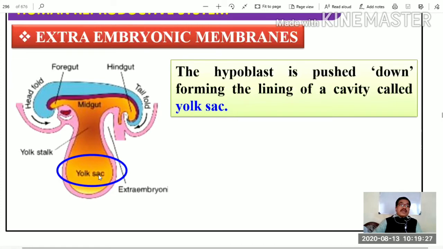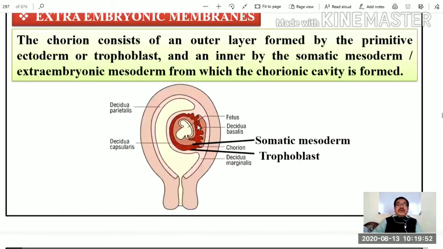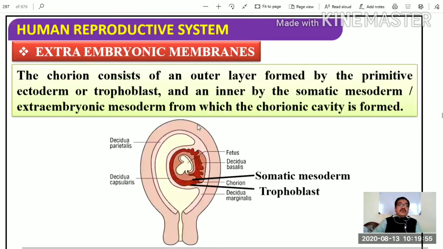Collectively, all the parts associated with this structure are held in the extra embryonic cavity. Then the chorion consists of an outer layer formed by the primitive ectoderm or trophoblasts, and an inner layer by the somatic mesoderm, also called extraembryonic mesoderm, from which the chorionic cavity is formed.